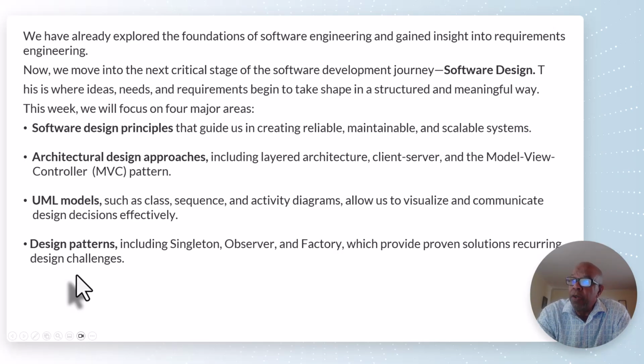Okay, we've explored foundations of software engineering and gained insight into requirements engineering. Now we're going to start looking at software design. It's that next step after software engineering. We're going to be looking at software design principles, architectural design approaches, Unified Modeling Language, and design patterns: singleton, observer, factory. So these are basically the components that we'll be using for the design part of the application.